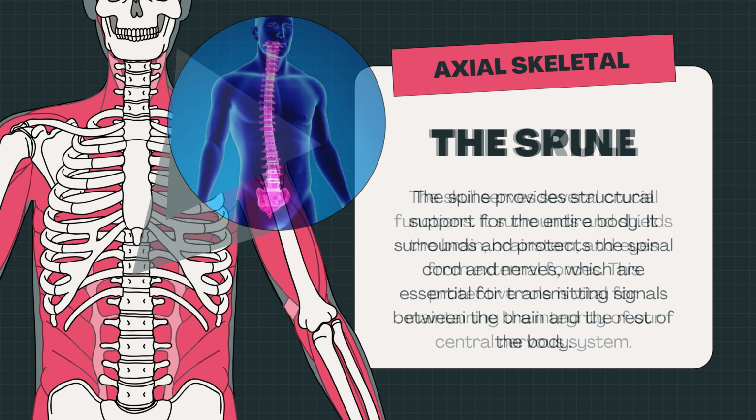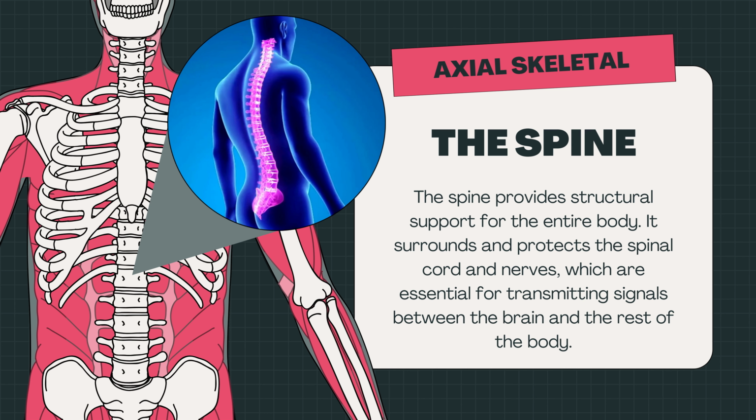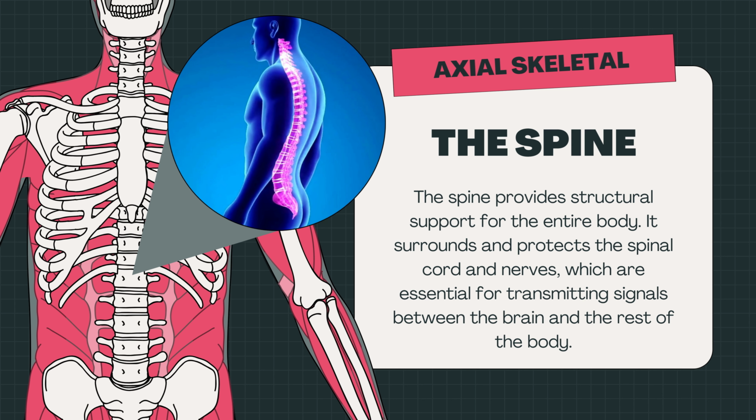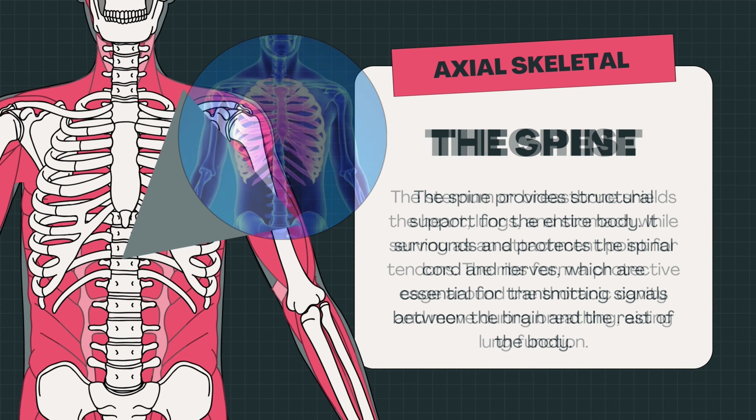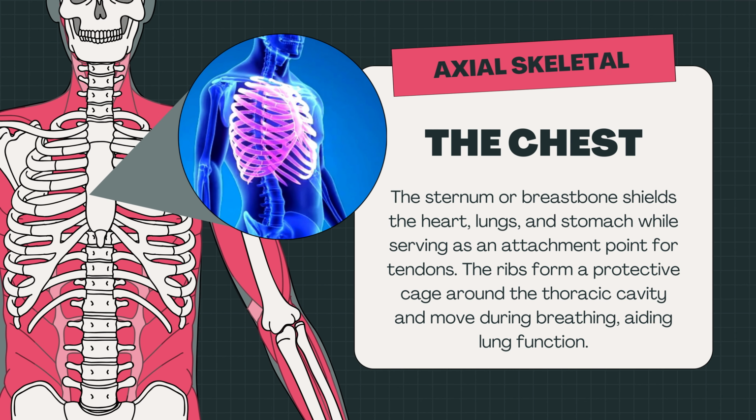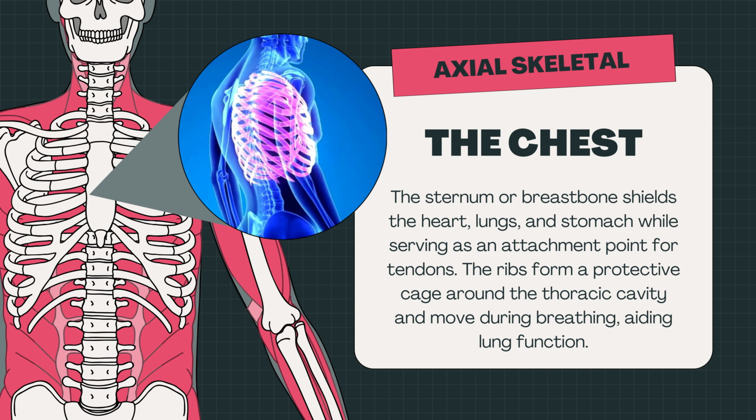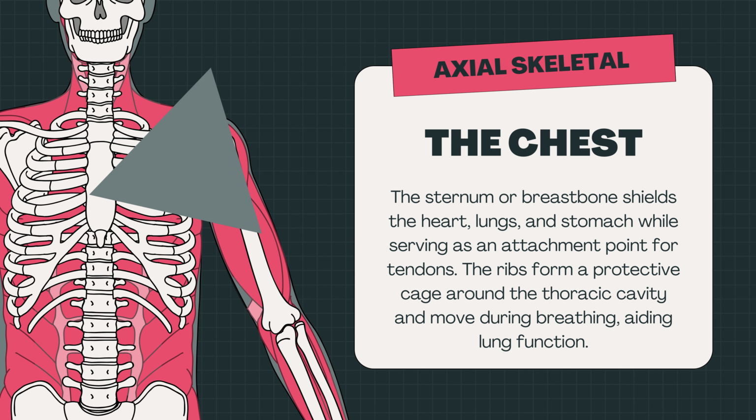The vertebral column, also called the backbone or the spinal column. This is the central supporting system of the skeleton. The vertebral column forms the backbone of vertebrates and protects the spinal cord. The bones of the chest include the sternum or breastbone, which shields the heart and the lungs. It also protects the stomach while serving as attachment for tendons. The ribs form a protective cage around the thoracic cavity and move up and down to aid respiration or breathing.